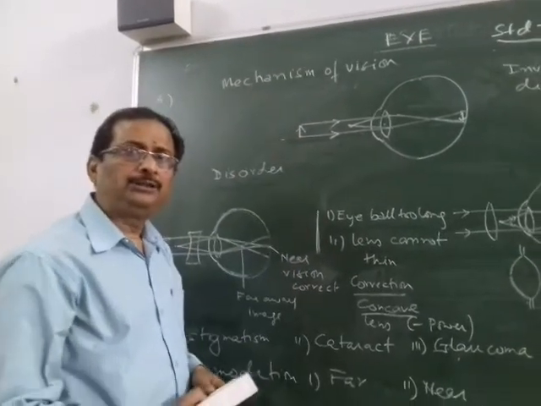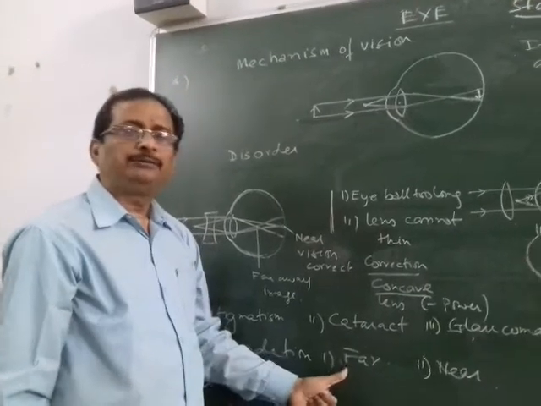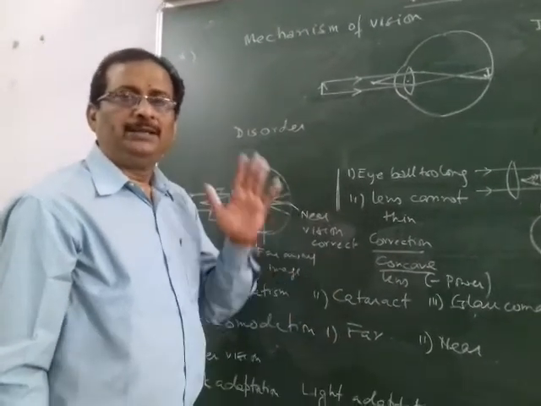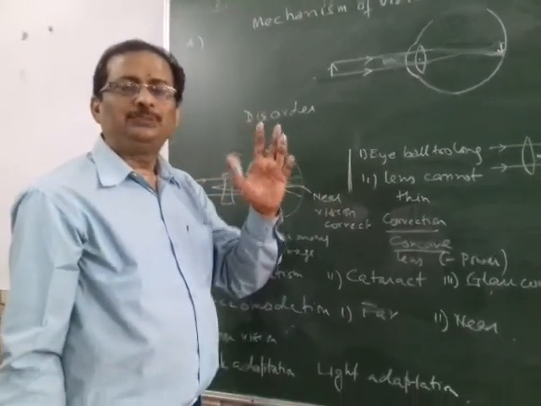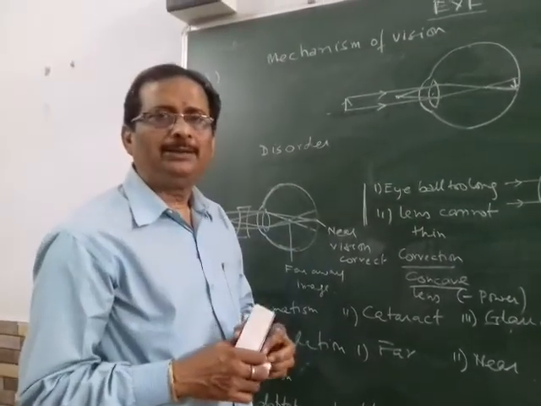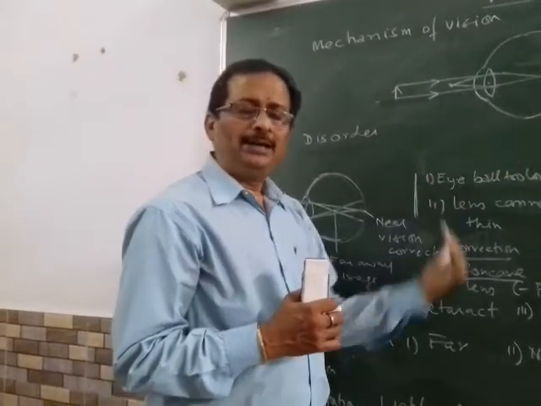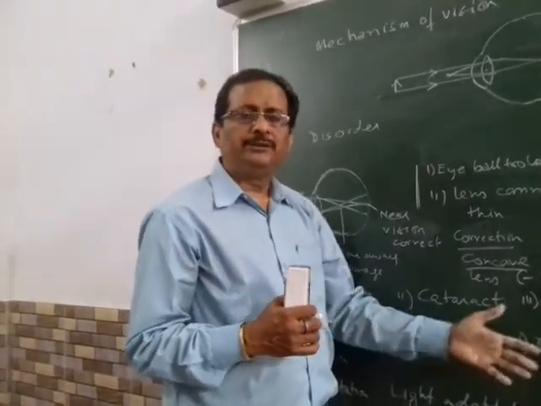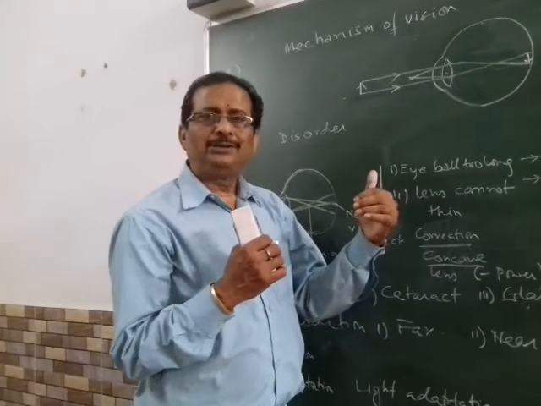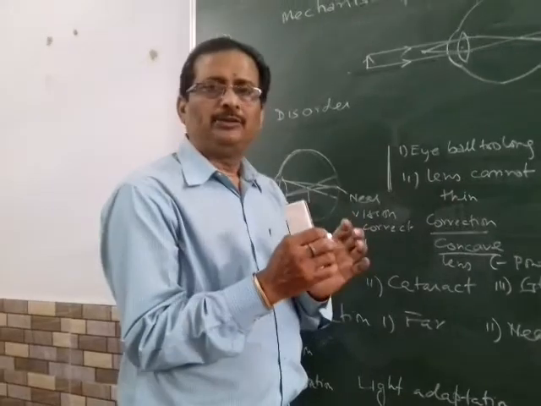Now this accommodation, when we see a near thing or a far off thing, we call it far accommodation. In far accommodation, usually the lens becomes thin, by the pulling of the suspensory ligament, and we can distinctly see a far off thing. Near accommodation is just the reverse: the lens becomes thickened due to the relaxation of the suspensory ligament. The lens thickens and we can see a distinct object.